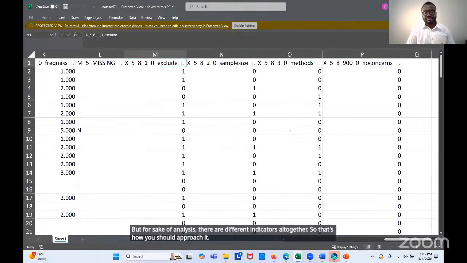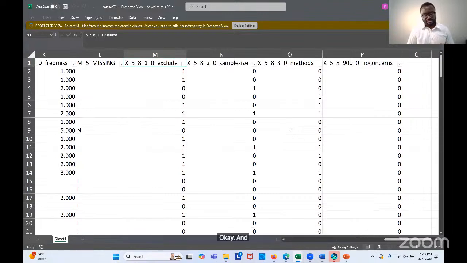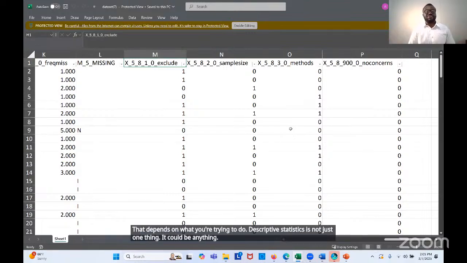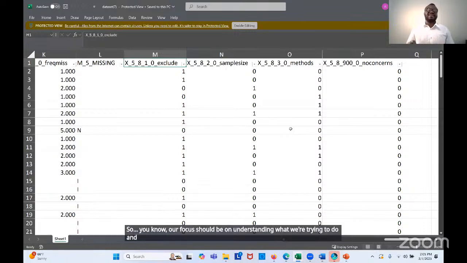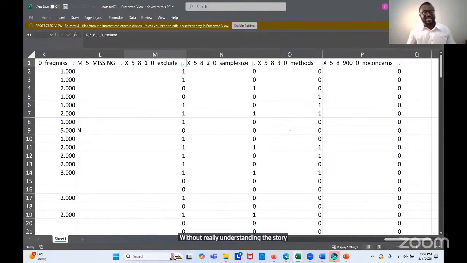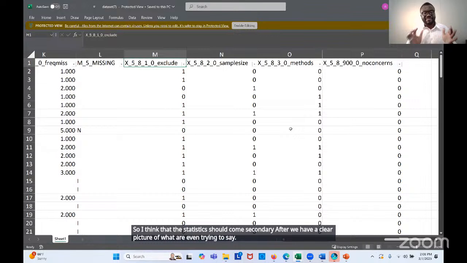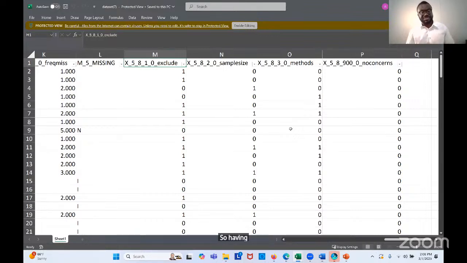Okay. And what about the descriptive statistic? That depends on what you're trying to do. Descriptive statistics is not just one thing. It could be anything. Our focus should be on understanding what we're trying to do and telling the story. Sometimes I think we put statistics first without really understanding the story or what we're even trying to say. So I think the statistics should come secondary, after we have a clear picture of what we're even trying to say.